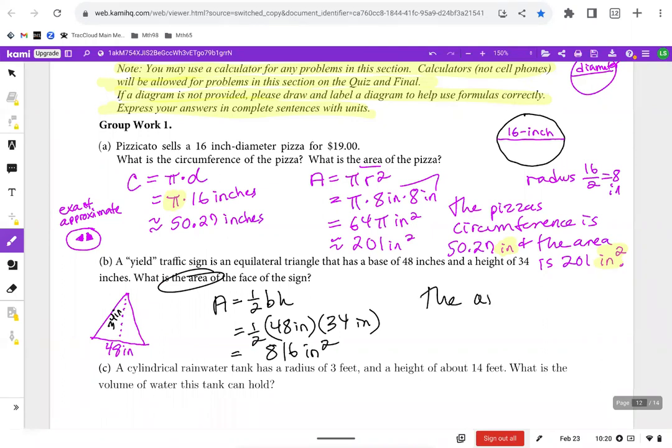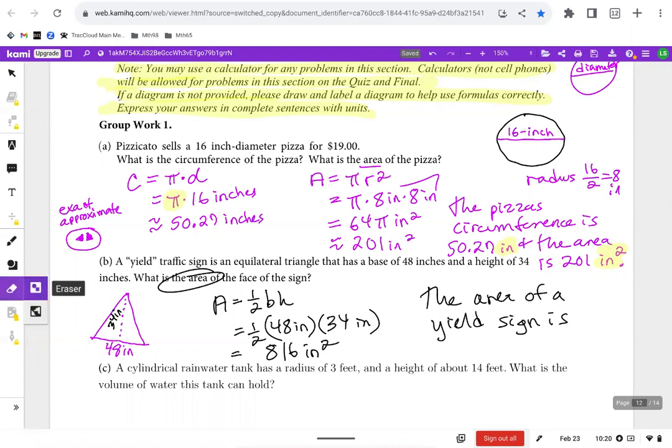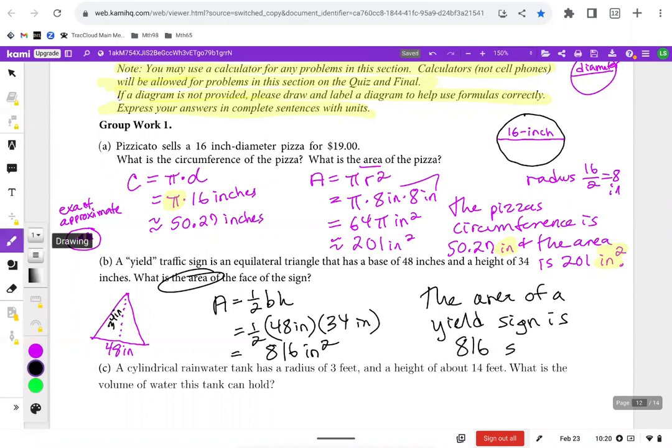So the area of a yield sign is 816. And it's always an option, if you don't want to use the exponent in your sentence, to write out square inches. Some people like to do that just because it maybe makes more sense, but both are fine.